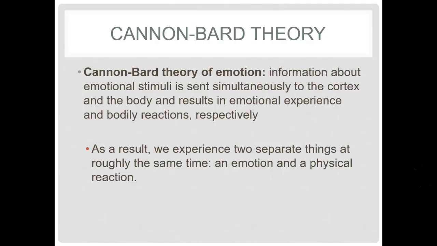So information about emotional stimuli is sent simultaneously to the cortex. The cortex is all that pink wrinkly part of the brain on the top of the brain. So that emotional stimuli is sent simultaneously to the cortex and to the body and results in an emotional experience and a bodily reaction, respectively. So when you're experiencing emotions, the feeling of the emotion and the physiological reaction, these are separate. They come together, but they are separate experiences. So we experience 2 separate things at roughly the same time, an emotion and a physical reaction. They just happen to match.